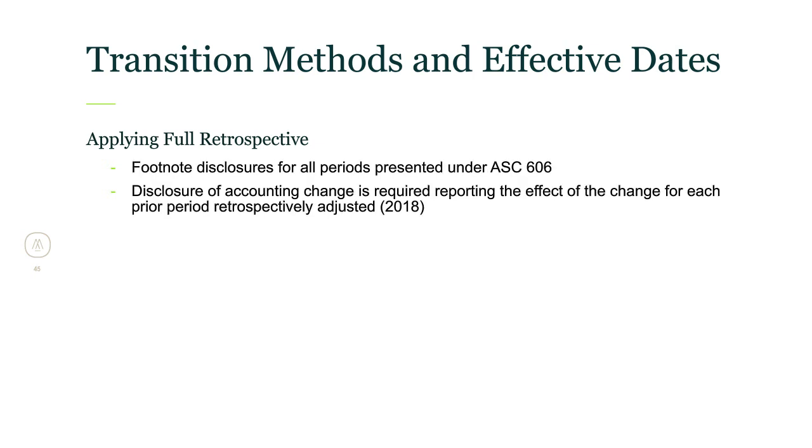The footnote disclosures in a full retrospective would be for all periods presented. So same thing, you would have that on a comparative basis. And then you also disclose, of course, the accounting change that you're electing, basically adopting this new standard.